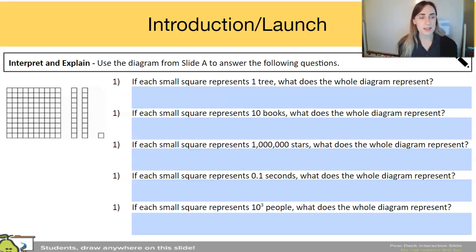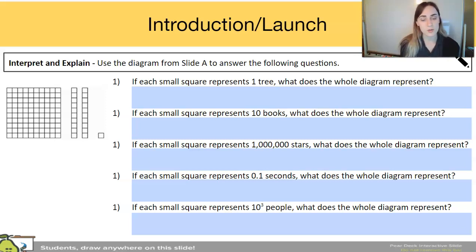So slide B takes us with the same diagram to think about some specific math questions now. So using this diagram from slide A, we're going to answer the following questions. If each small square represents one tree, what does the whole diagram represent? If each small square represents 10 books, what does the whole diagram represent? If each small square represents 1,000,000 stars, what does the whole diagram represent?